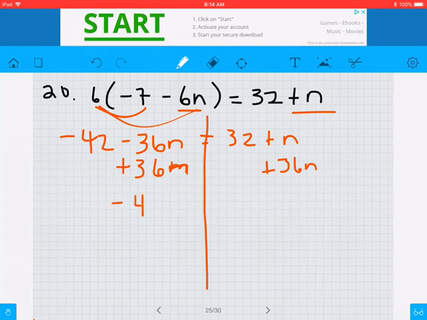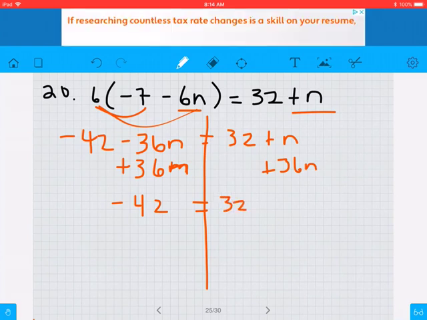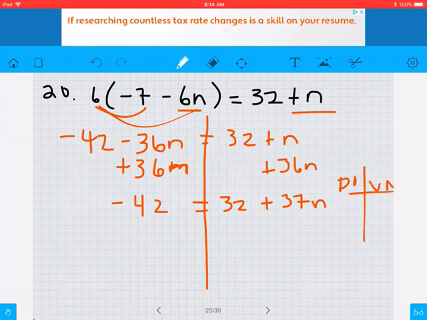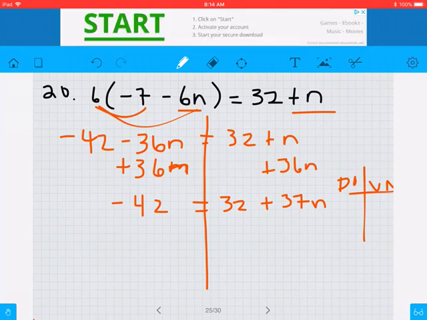So I get negative 42 is equal to 32 plus 37n. All right, do and undo. First, we are multiplying by 37, because n is right here. And then we're adding 32. So we're going to need to subtract 32, and then divide by 37 to get our answer.